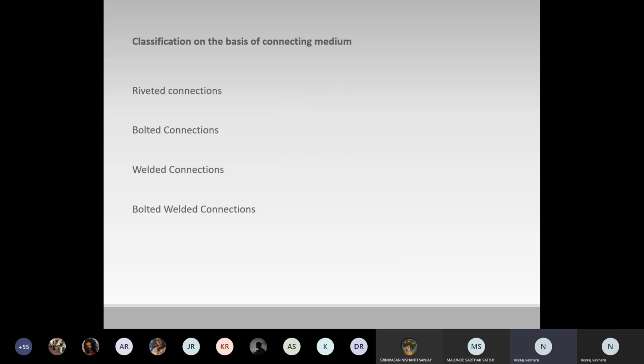So the classification, there are a few types of classification which can happen according to different criteria. First of them is on the basis of connecting medium. So which medium are we using to connect the junctions? There are majorly three of them: riveted connection, bolted connections, and welded connections. Bolted and welded is just the combination of two connections based on the requirement, if there is any, due to the members.